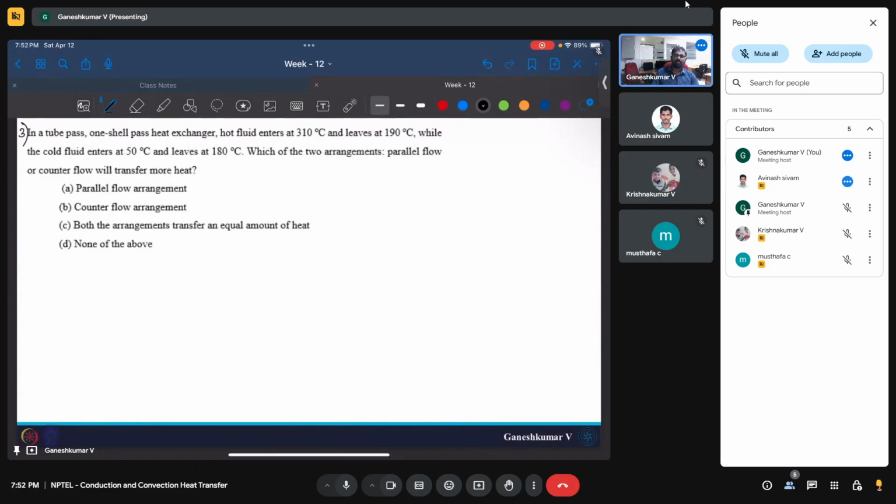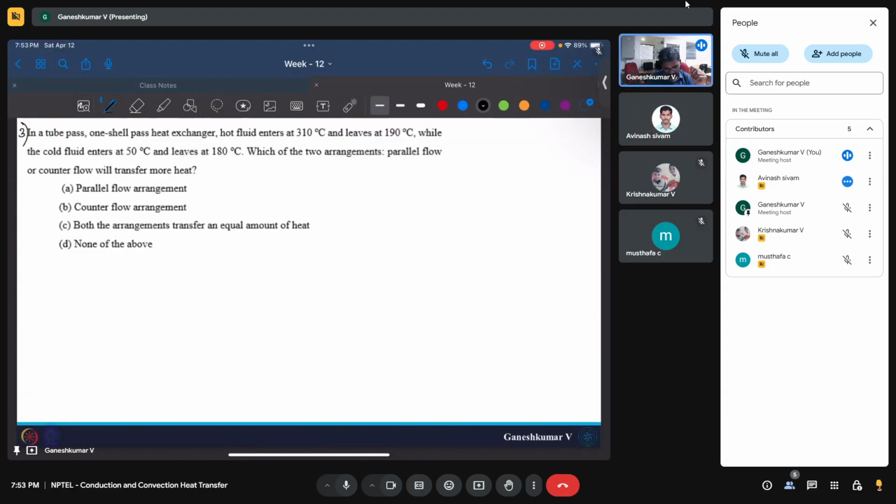You can also try this condensation problem. I do not have a condensation or boiling problem here, so you can check the heat transfer book by Cengel or Incropera and find more problems like this. If you find any difficulty in solving any of the problems, please let me know. You can reach out by email, or there's one more session we will have tomorrow, so at that time you can come and ask.